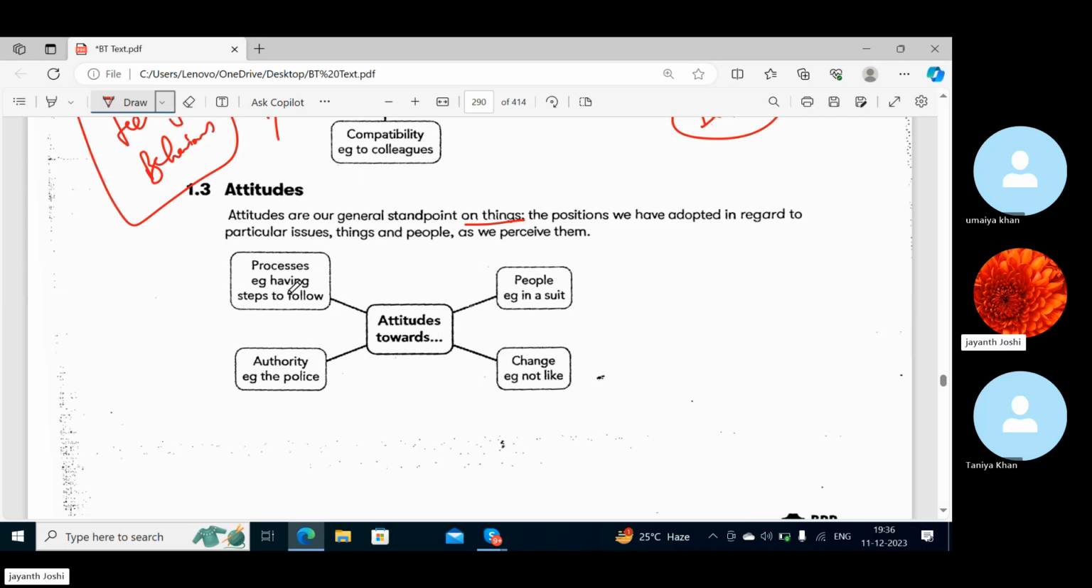So processes, example, having steps to follow. Attitude towards people, example, in a suit, that means whether you are filing a case against someone, what is your attitude? Change, example, not liking it. Authority, example, the police. So you see what kind of attitude people can have towards each other, and police towards people. We say friendly police in Telangana. But do you think the attitude of the police towards the people is really friendly? It depends on what procedure they have, the steps they follow, how they behave in a particular situation, and whether they have a helping nature or not.